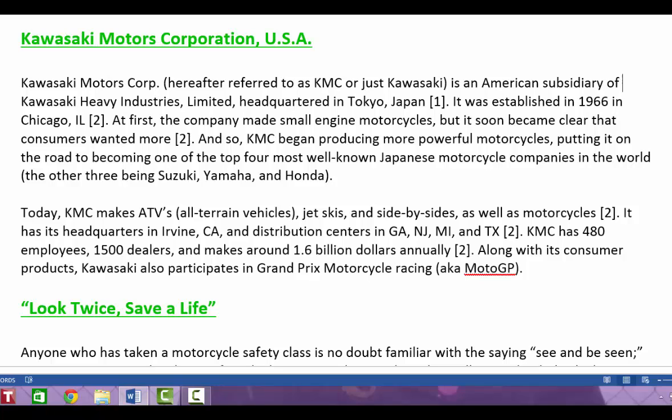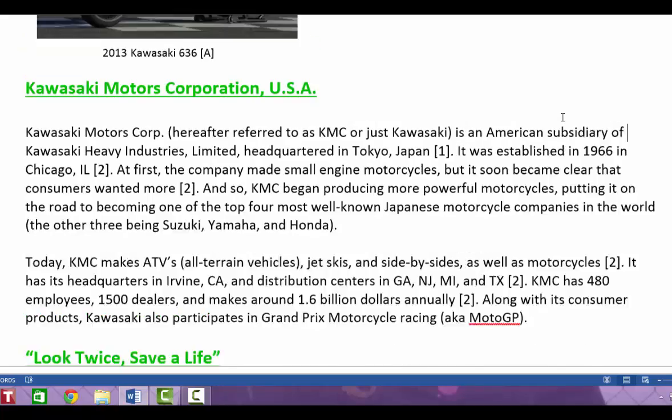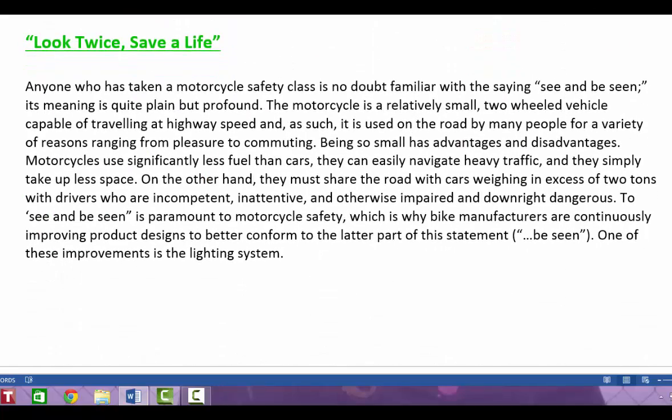He has clear headings. His headings indicate exactly what we'll find in the section that follows. This first section discusses the company, provides some basic information about who this company is and what sort of business they do, how large they are, how much money they make. And then he provides some information about the problem. Look twice, save a life has to do with the problem of motorcyclists being harmed and killed through motorcycle accidents because of limited visibility.